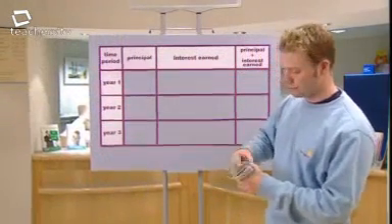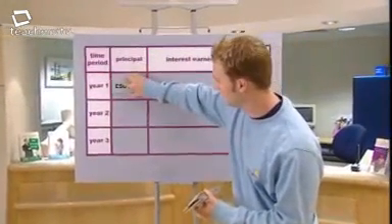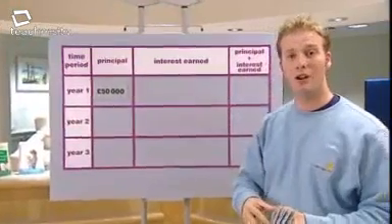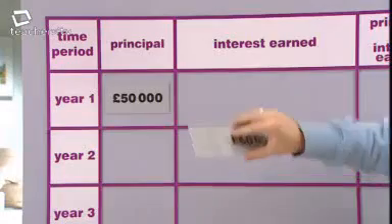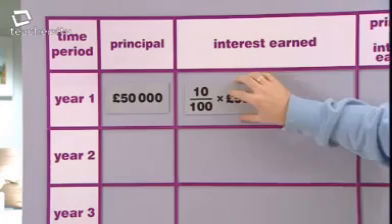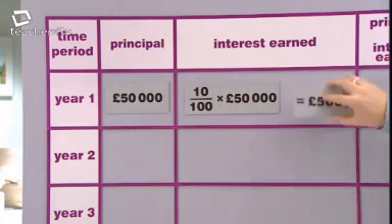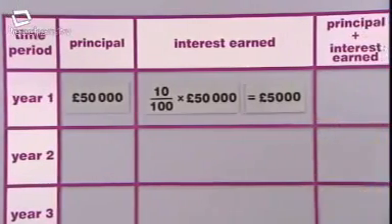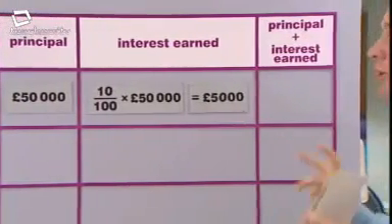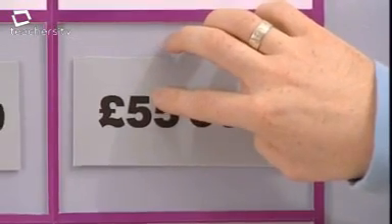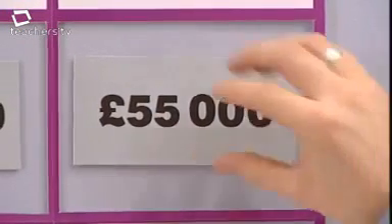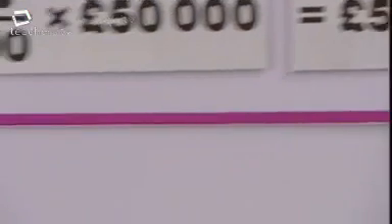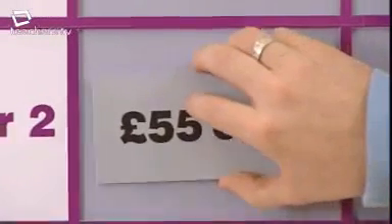In the first year, the principal is £50,000. So the interest earned is 10 hundredths, or a tenth, of 50,000, which is £5,000. But here's the difference. You then add the interest earned to the original amount, the original principal, which is £55,000. So 55,000 then becomes the new principal at the beginning of year 2.